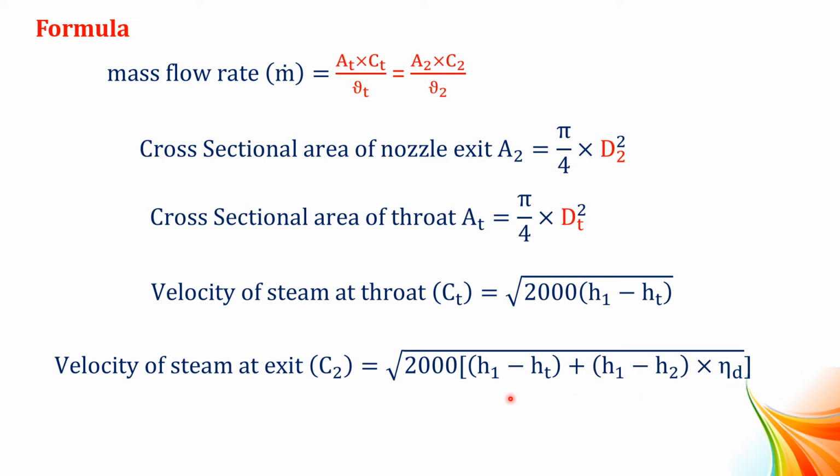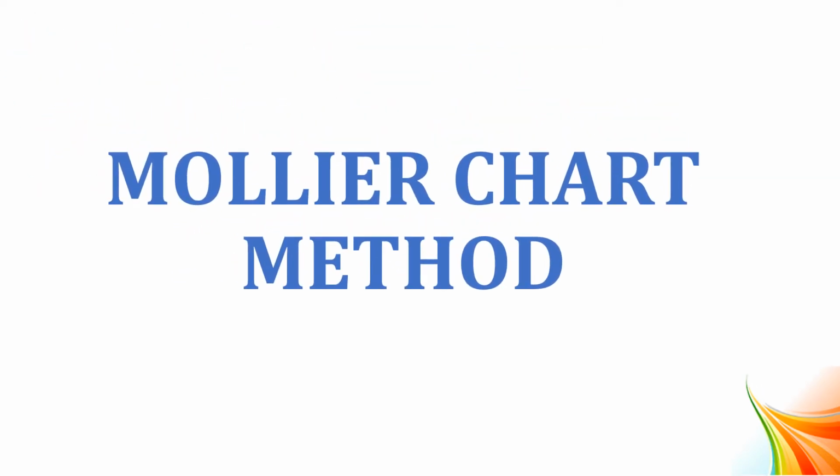So we have separated the enthalpy drop in the convergent part here, and this is the divergent part, that is multiplied by the efficiency of divergent part of the nozzle. Now we can solve this problem using Mollier chart.